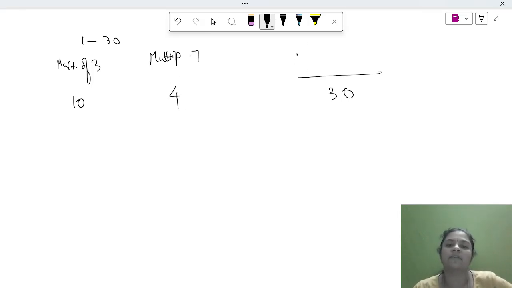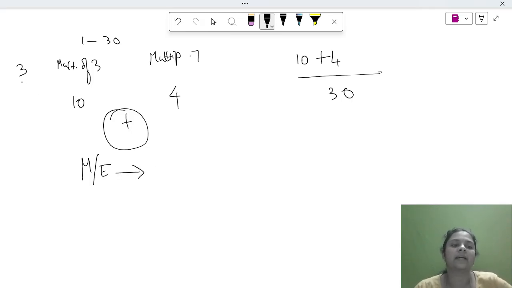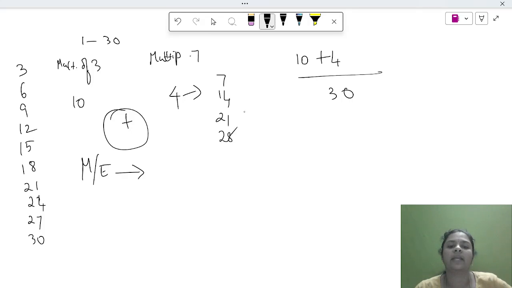So normally what will we do? 10 plus 4. But whenever we have an OR condition, we should check whether the events are mutually exclusive. So, the multiples of 3 are: 3, 6, 9, 12, 15, 18, 21, 24, 27, 30. Now, for 7 it is 7, 14, 21, 28.